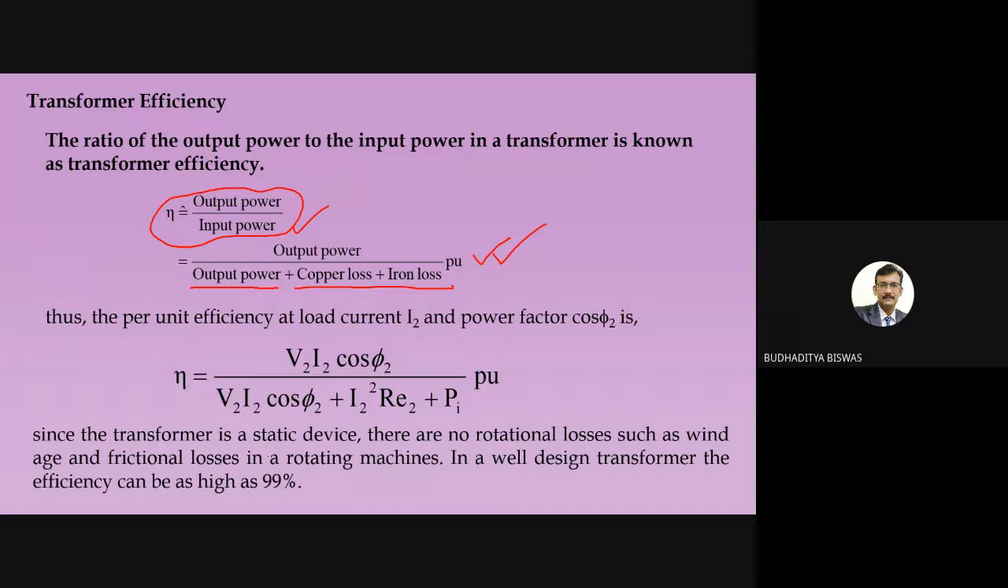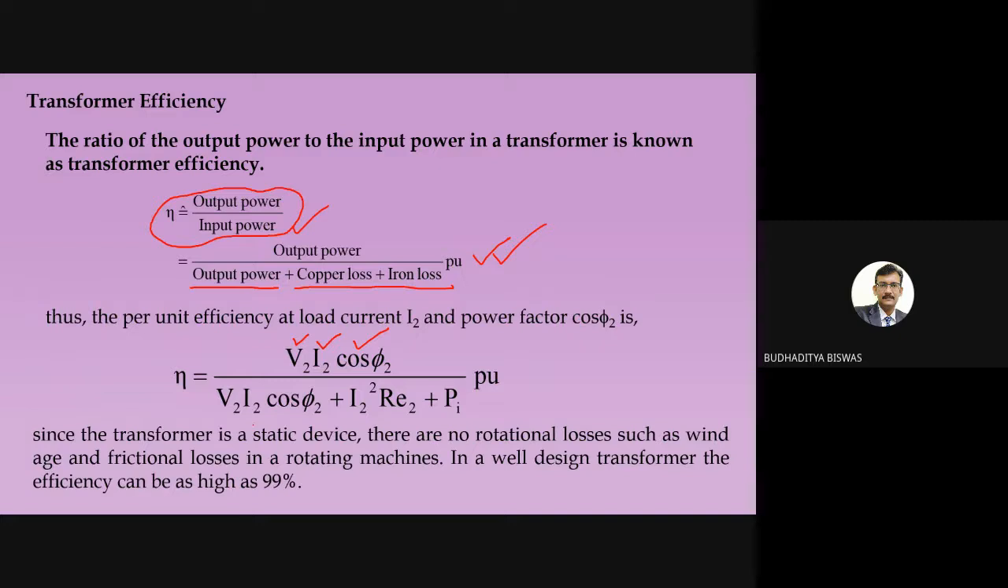What is the efficiency formula? First is the output power. How to measure the output power? Output power is V2 I2 cos phi 2. Very easy to remember, because V2 is the terminal voltage across the load, I2 is the load current, cos phi 2 is the power factor of the load. We know that in case of AC, the formula for power is VI cos phi. We are talking about the active power, obviously. So VI cos phi is replaced by V2 I2 cos phi 2 in the case of a transformer secondary. That is the output power.